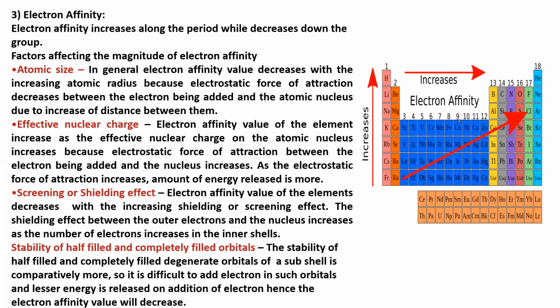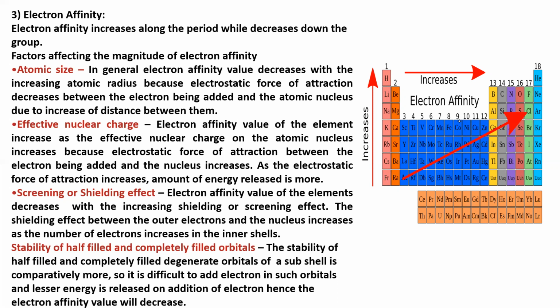And electron affinity is negative or positive depending on the type of gaining of electron. So what are the factors affecting electron affinity? Atomic size, effective nuclear charge, screening or shielding effect, and stability of half-filled and completely filled orbitals.